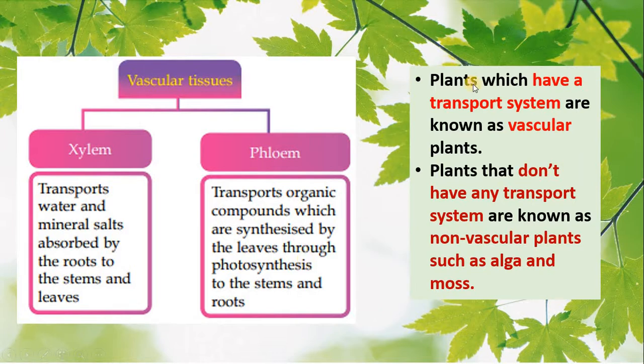Plants which have a transport system are known as vascular plants, such as hibiscus plant, balsam plant, durian tree, mango tree, and so on. Plants that don't have any transport system are known as non-vascular plants, such as algae and moss. Later, please find more information about algae and moss.